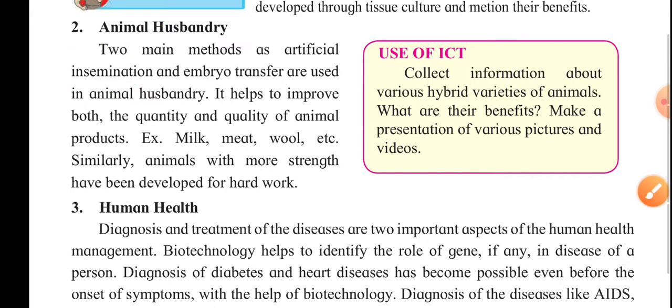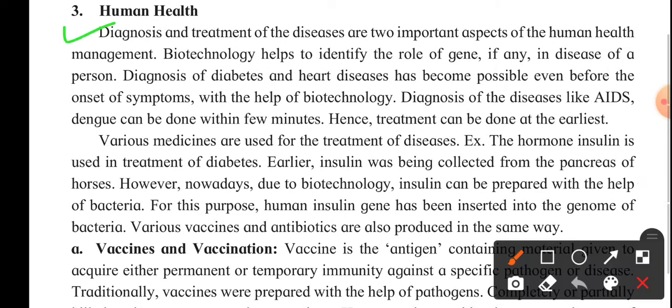Further, that is human health. Diagnosis and treatment of diseases are two important aspects of human health. In that, biotechnology helps to identify the role of a gene, and then various diseases can be controlled or treated with the help of this particular technology, which we call biotechnology. Examples are that diagnosis of diseases like AIDS and dengue can be done within a few minutes.